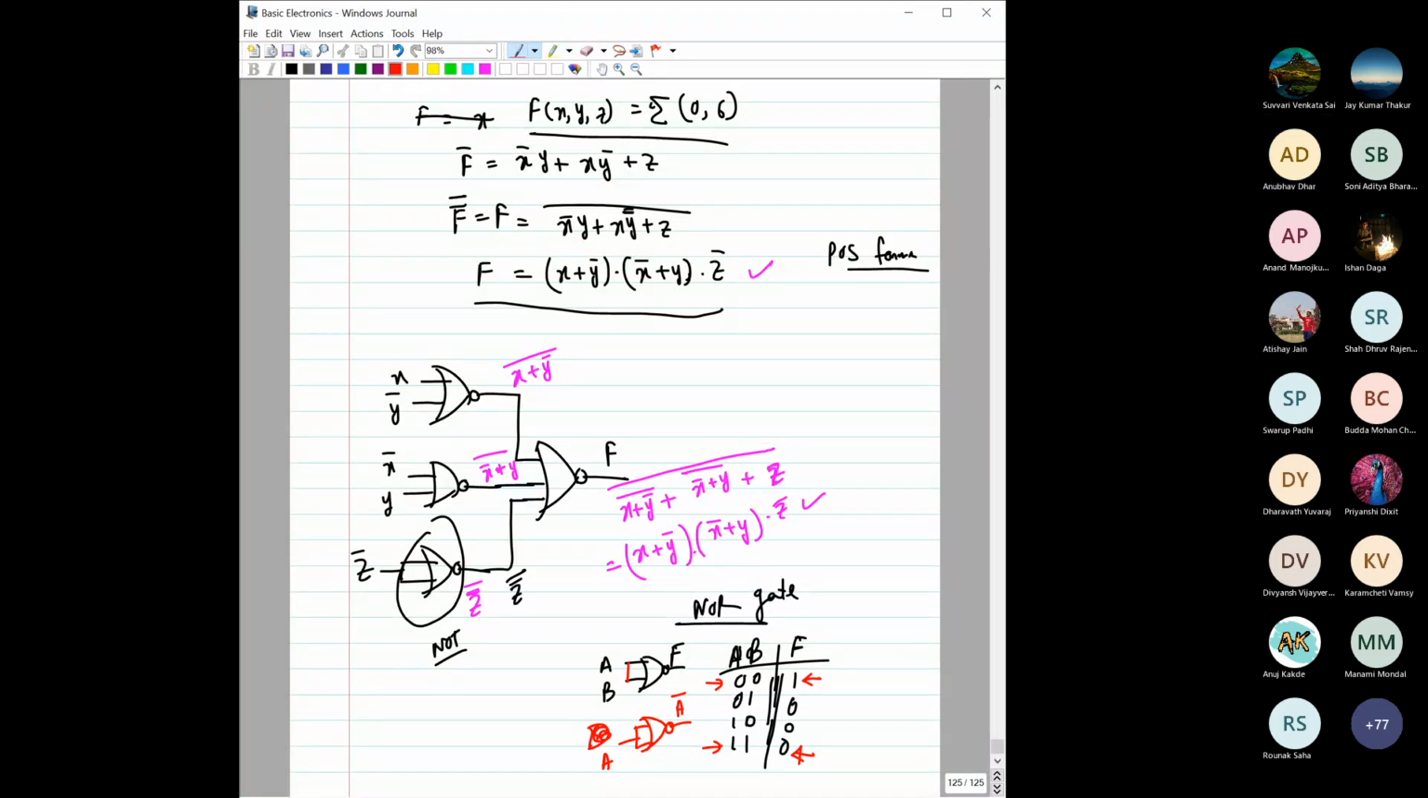Yes, sir. Okay, very good. So now we'll go towards the next section, which is combinational logic.